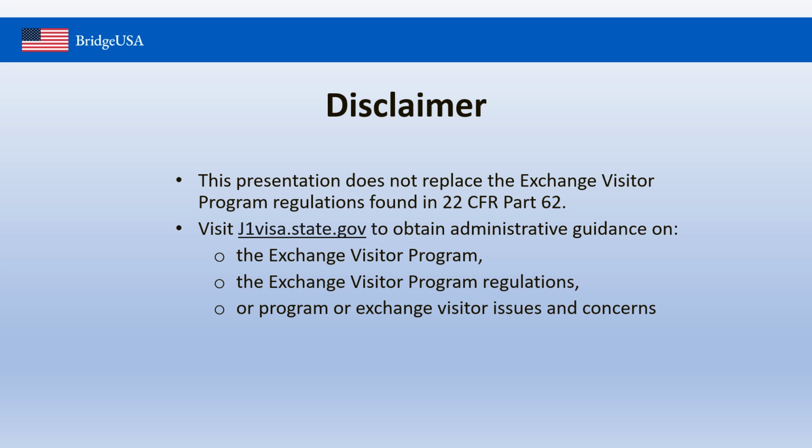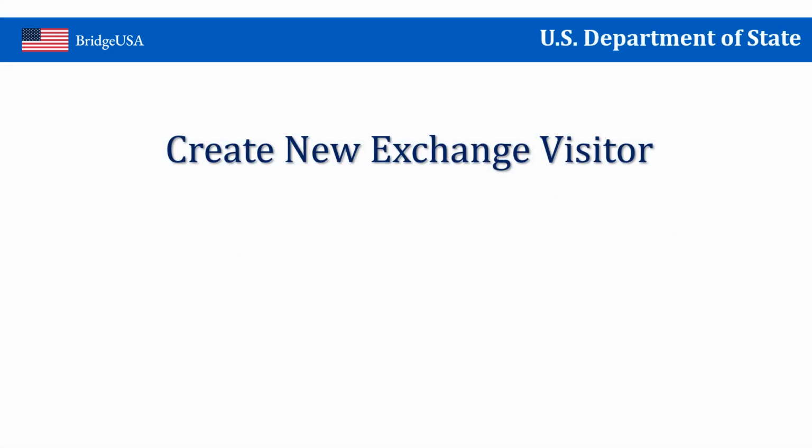Disclaimer: this presentation does not replace the Exchange Visitor Program regulations found in Title 22, Part 62 of the Code of Federal Regulations. To obtain administrative guidance on the Exchange Visitor Program, the Exchange Visitor Program regulations, or program or exchange visitor issues and concerns, visit j1visa.state.gov. Now let's take a look at how to create a record for a new exchange visitor.